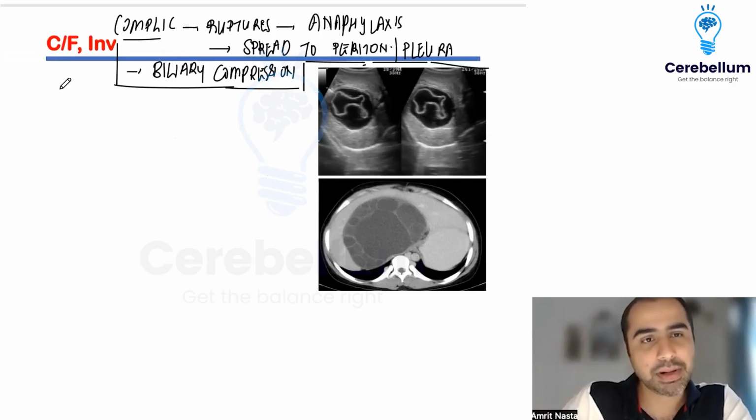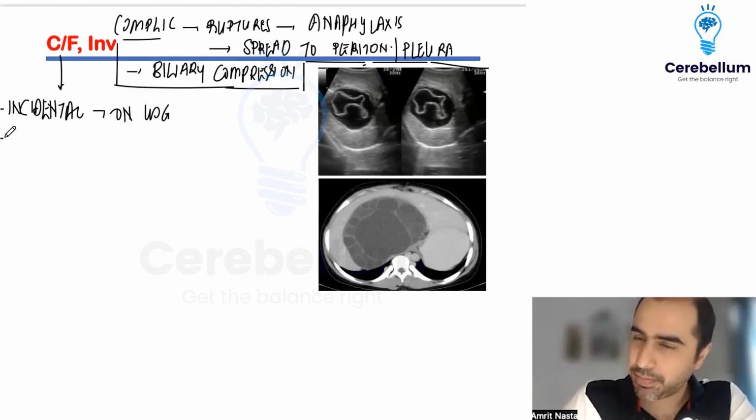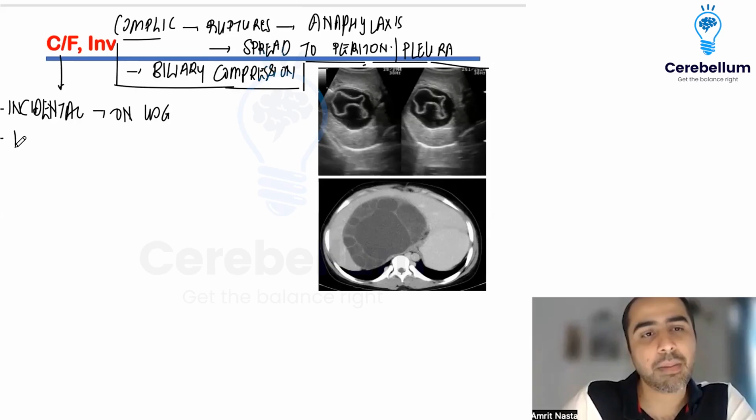So how will the person present? Usually, it will be an incidental finding. You had an ultrasound done for some other reason, so it will be seen incidentally on ultrasound many times. Or if the cyst is very big, because it just kept growing, it can present with a lump in the abdomen. That is going to be an enlarged liver.